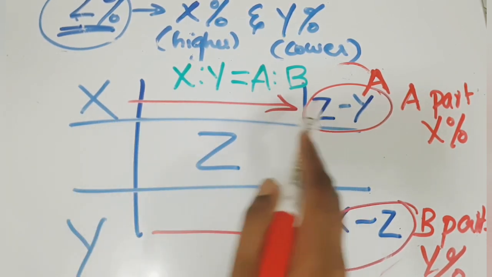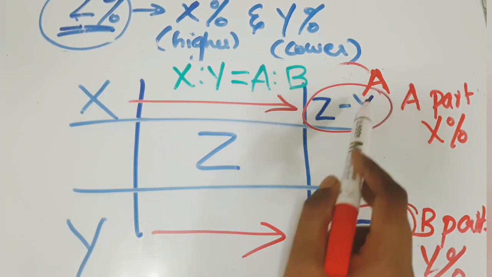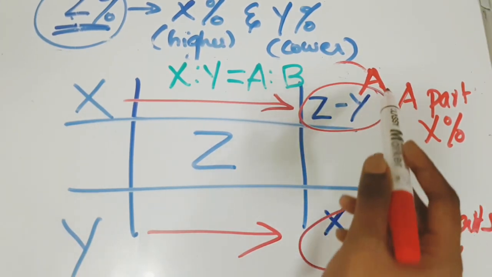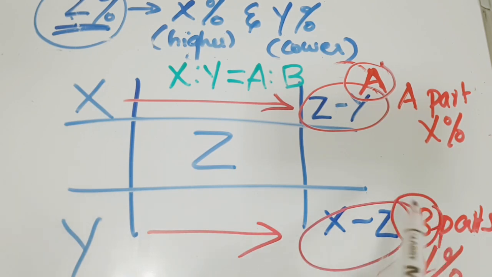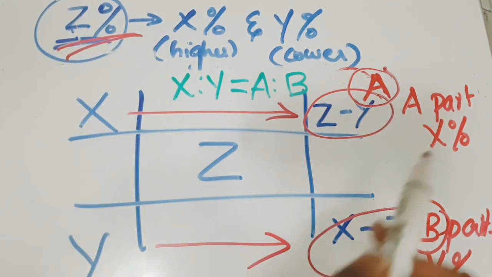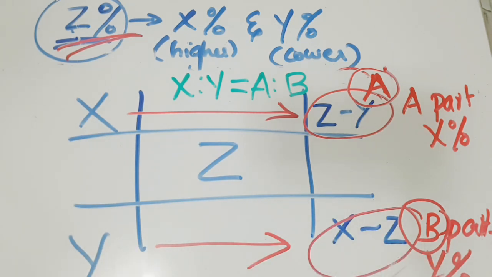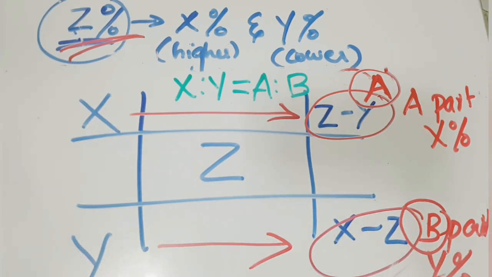Now the straight values: the value corresponding to X is Z minus Y, which we can simply call A. So here A parts of X and here B parts of Y. In order to get the Z percentage, we have to mix A parts of X and B parts of Y. This is the basics of the alligation method. Usually the questions ask in which ratio you have to mix these two strengths or percentage concentrations. So the ratio will be A is to B, the difference values that we have written here. This is how we find the ratio, or proportion, in the alligation method.